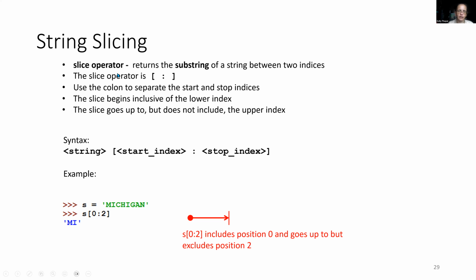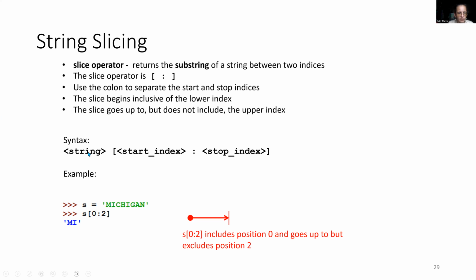The slice operator is, again, the square brackets with the colon on the inside. You use the colon to separate the start and stop indices. The slice begins inclusive of the lower index, but it goes up to but does not include the upper index, which may seem to be a little bit not really that congruous. You would kind of think it should include on both ends, but that's not how it works. It begins inclusive of the lower index and goes up to but not including the upper index. And so if you don't like that convention, you can complain to Mr. Guido van Rossum, who invented Python.